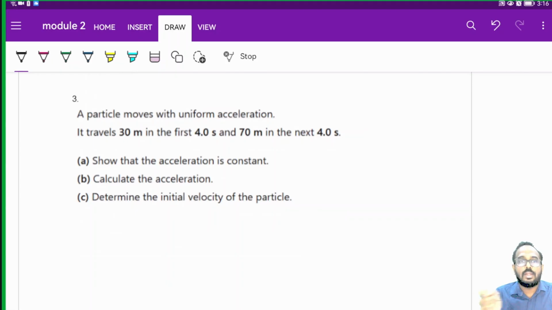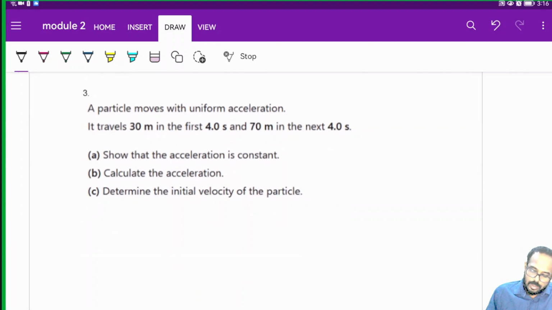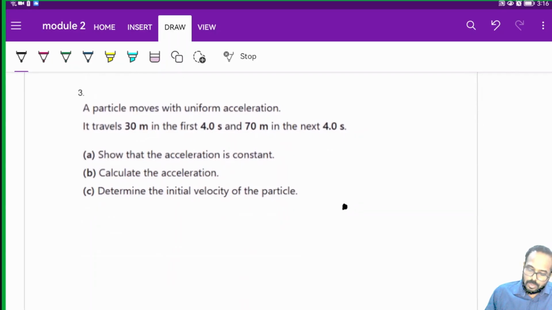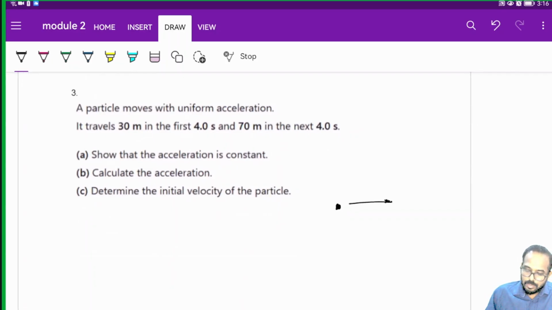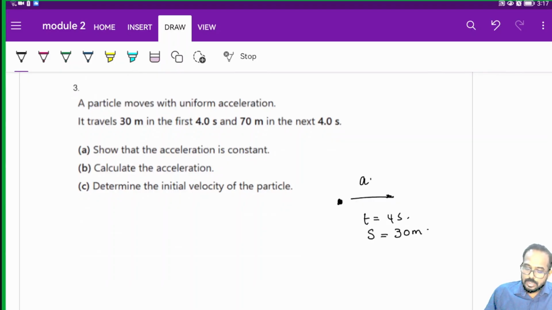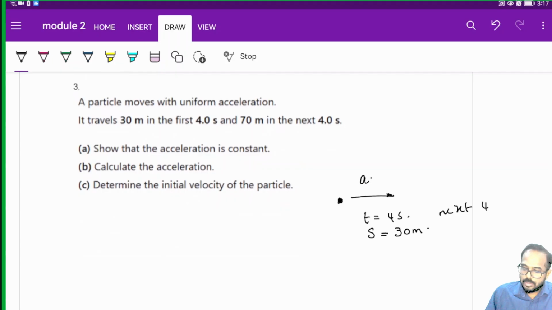So this has two parts, right? 30 meters in the first 4 seconds, 70 meters in the next 4 seconds. So you can understand it clearly. A particle moves with a uniform acceleration. Okay, that is mentioned in the question. 30 meter. So when t is equal to 4 seconds, the displacement is 30 meter. Then in the next 4 seconds, the displacement is 70 meter.